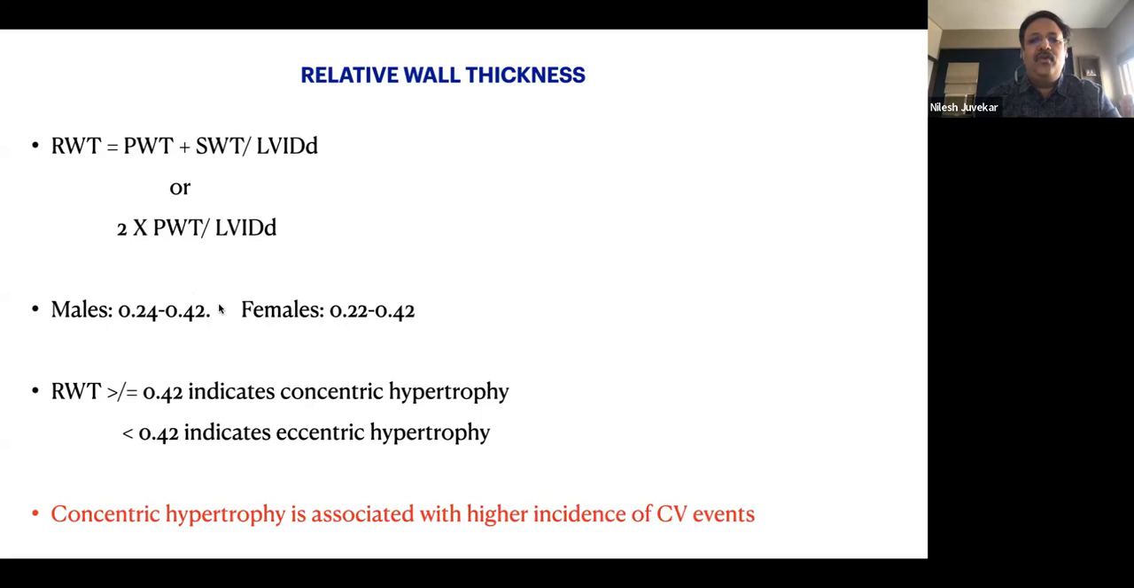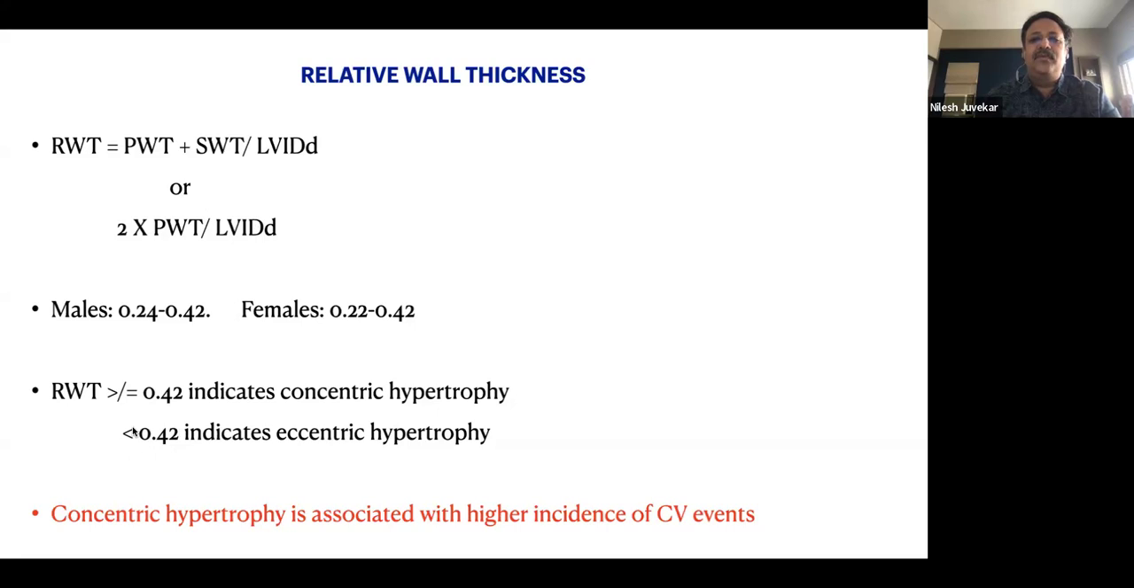By getting this relative wall thickness, we find out whether the LV has concentric hypertrophy or eccentric hypertrophy, that is, a dilated ventricle. Whenever there is an eccentric hypertrophy, the denominator will increase, and hence the relative wall thickness will be less than 0.42.